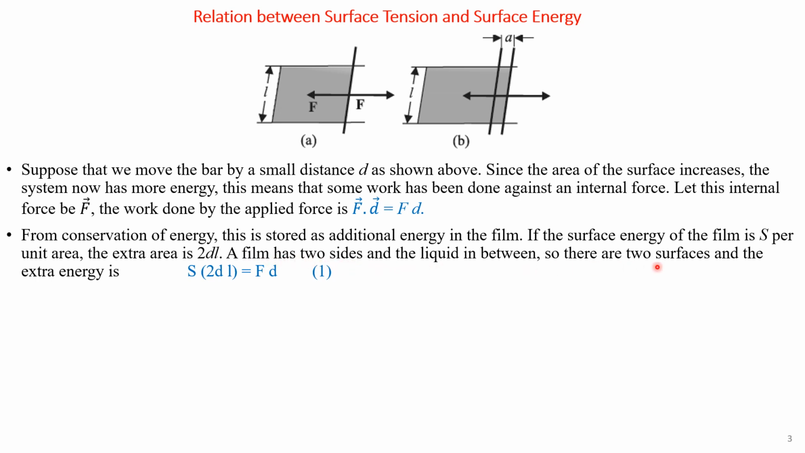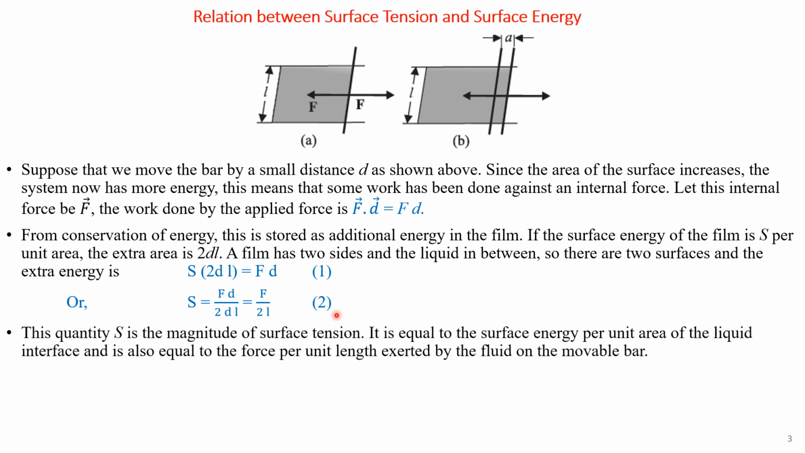So there are two surfaces and the extra energy is S into 2d into L. That is equal to F d. Let it be equation 1. Therefore, simplifying equation 1, we get S is equal to F d by 2d into L. So d gets cancelled, and S equals F by 2L. Let it be equation 2.